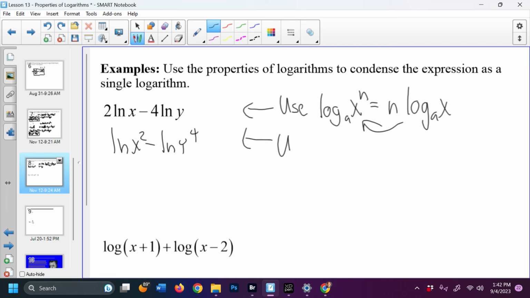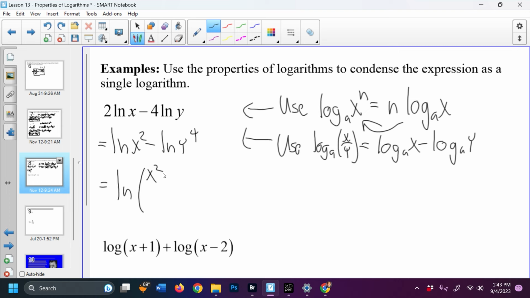And then we will use log base a of x over y equals log base a of x minus log base a of y. And again, we're using it in reverse. Since I have a minus, I can condense that to a single logarithm with a division and rewrite this thing as the ln of x squared over y to the 4th. Put a parenthesis around that, box the whole thing, and that one is finished.